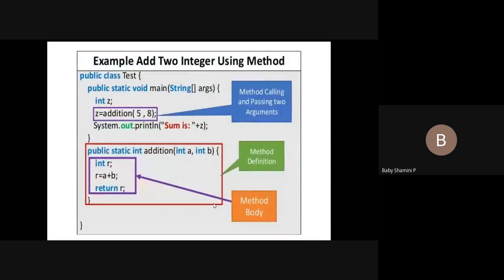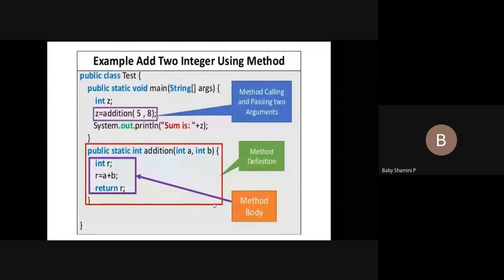Okay, I will explain this program later. Before that, just look at this. First class, public class Test, inside main function, integer is equal to addition of 5, 8. This is a calling function. Here we are passing two arguments, 5, 8. So addition is the function name.